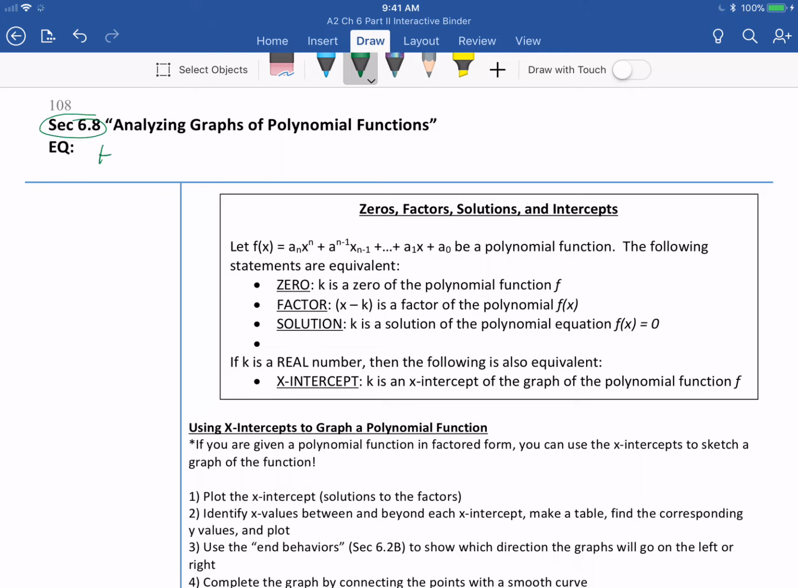So today my central question is, how am I going to graph polynomials? Alright, so how am I going to graph polynomials today? We're going to look at taking these zeros and taking the solutions and how they actually make x-intercepts.